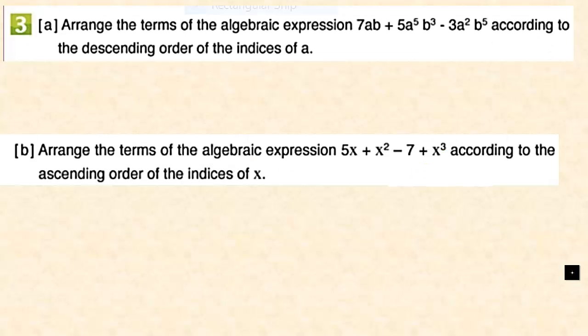And let's go now again to page 32 in our school book. Let's go to question 3. Arrange the terms of the algebraic expression 7ab plus 5a to the power of 5, b to the power of 3 minus 3a to the power of 2, b to the power of 5, according to the descending order of the indices of a.